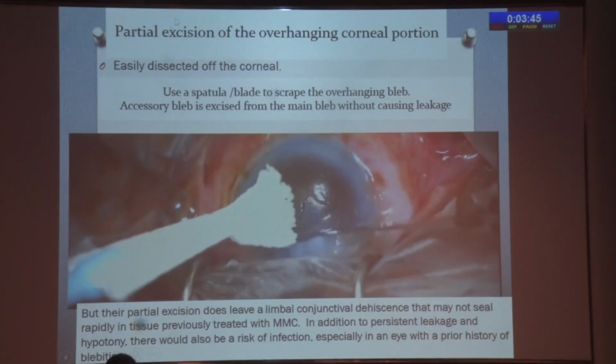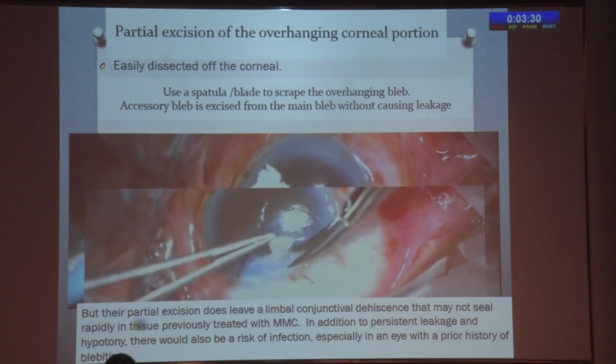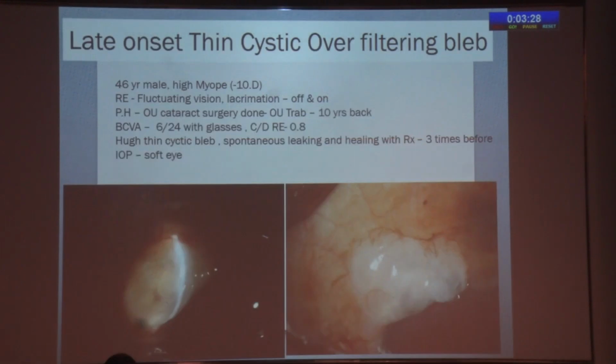So this is the overhanging flap, and it's not firmly adherent to the cornea. Just lift it with the spatula and bring it up to the limbus and cut it. This is a non-functioning part of the bleb, and then you take the suture in that particular area.